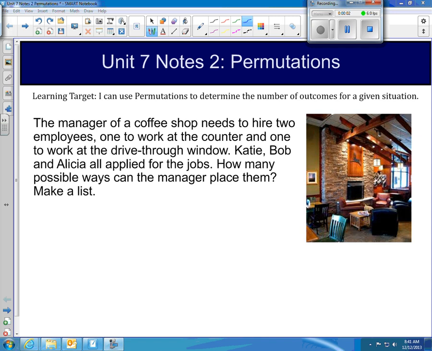Hey there class, Mrs. Matheson here to take you guys through Unit 7, Notes 2 on permutations. Our learning target today is: I can use permutations to determine the number of outcomes for a given situation.